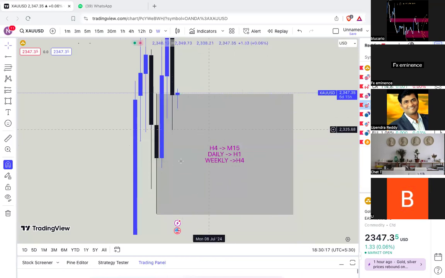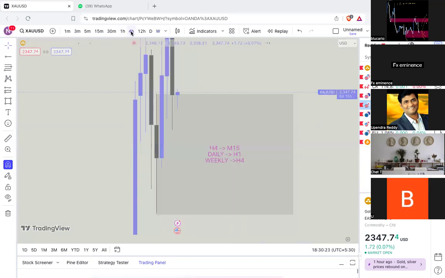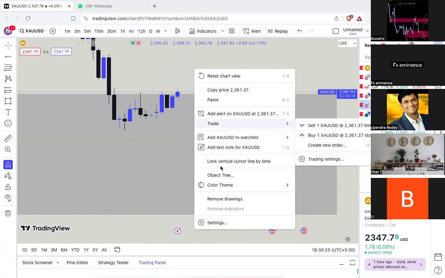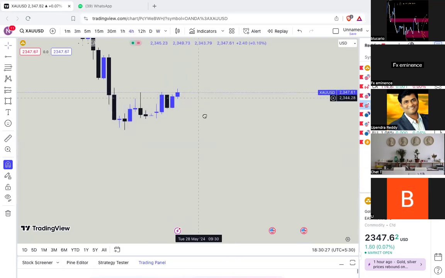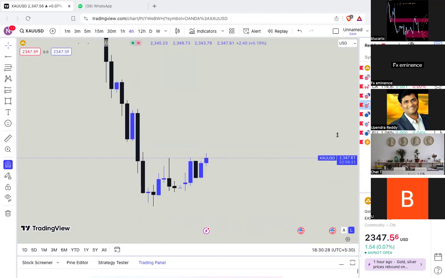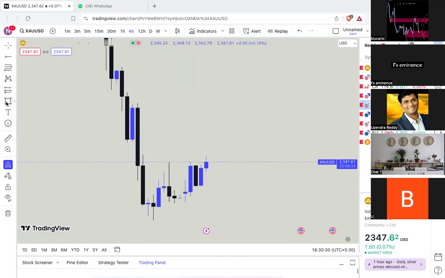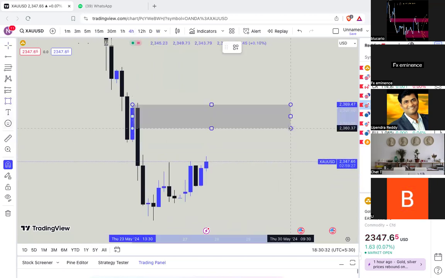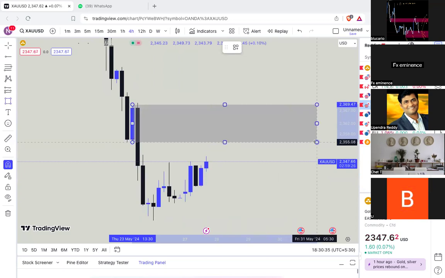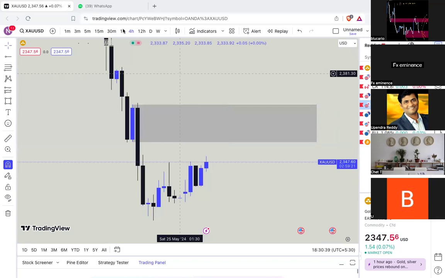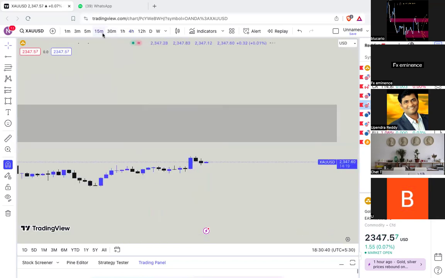Any zone below the H4 is dangerous. But if you want to mark on H1, you can use M5. I'll show you another example. Here we have an H4 simple engulfing sell. Now let's go to M15.